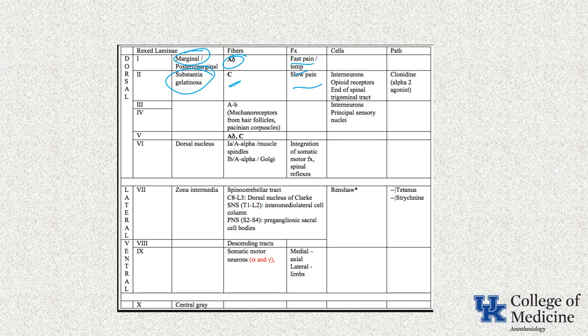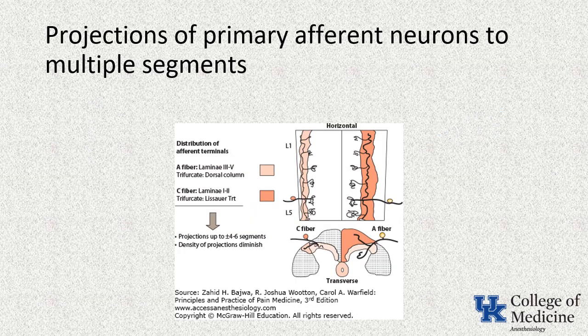Lamina 5, the nucleus proprius, or part of the nucleus proprius, is going to have both fibers in there. And then this is also where we said our general visceral afferent or visceral pain fibers also terminate. This is an important thing to note.